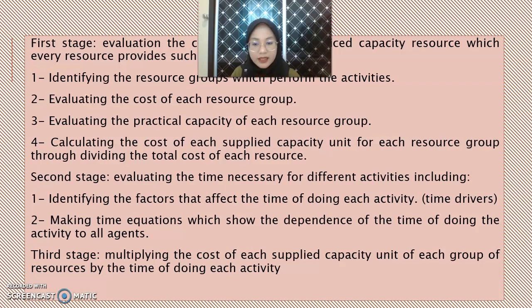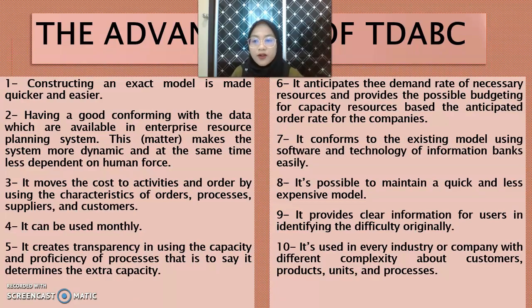Second, make the equation which relates the time of doing the activity to all factors. The third one is multiplying the cost of each supply capacity unit of each group of resources by the time of doing the activity. Okay, the advantages: first, constructing an exact model is made quicker and easier.